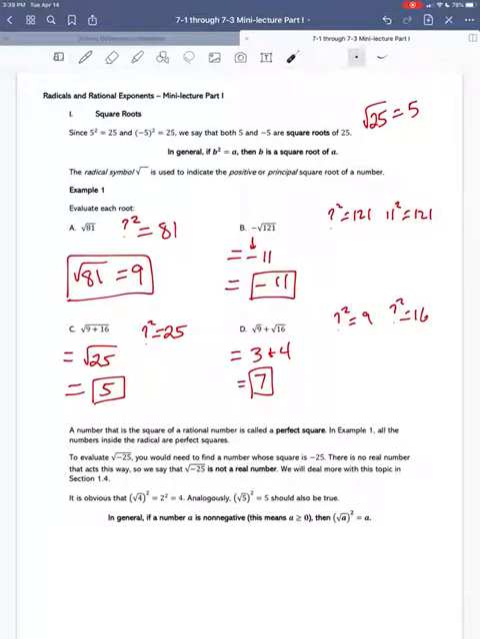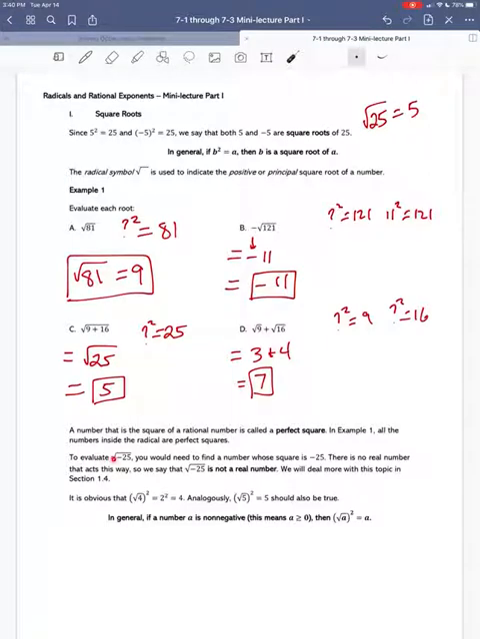Now, in this case, a number that is the square of a rational number is called a perfect square. So in example 1 here, all of these were perfect squares. 81 was a perfect square, 121 was a perfect square, 25 was a perfect square, 9 and 16 were perfect squares. We have a little bit of a problem that can come up.